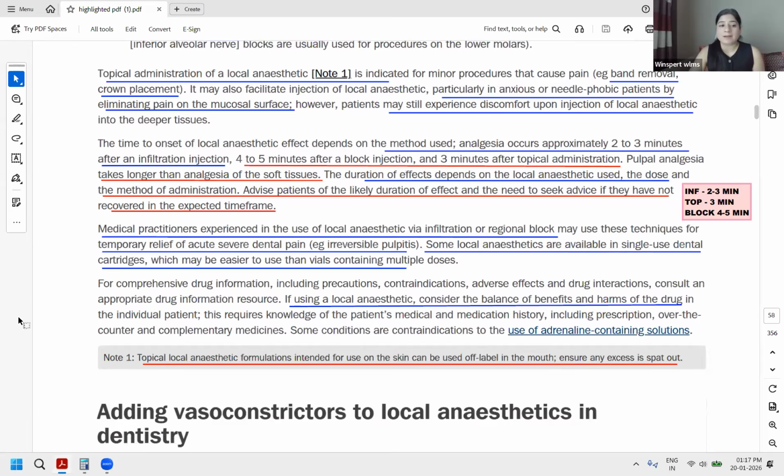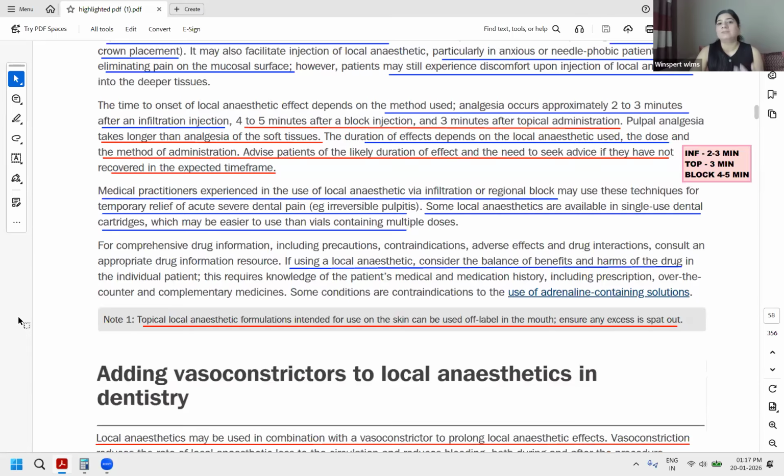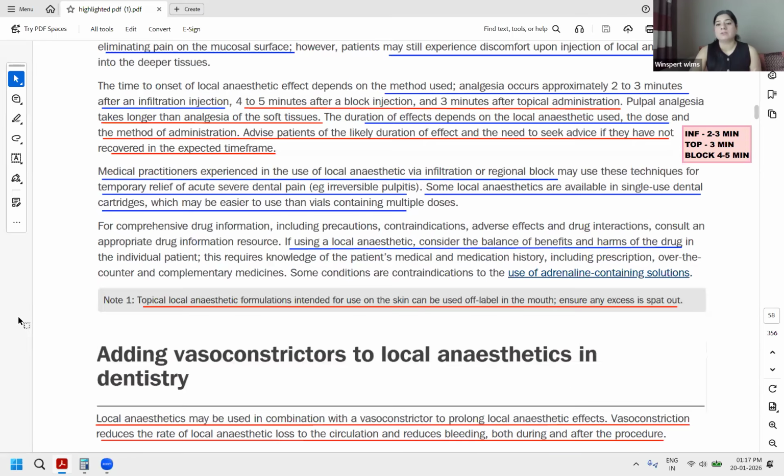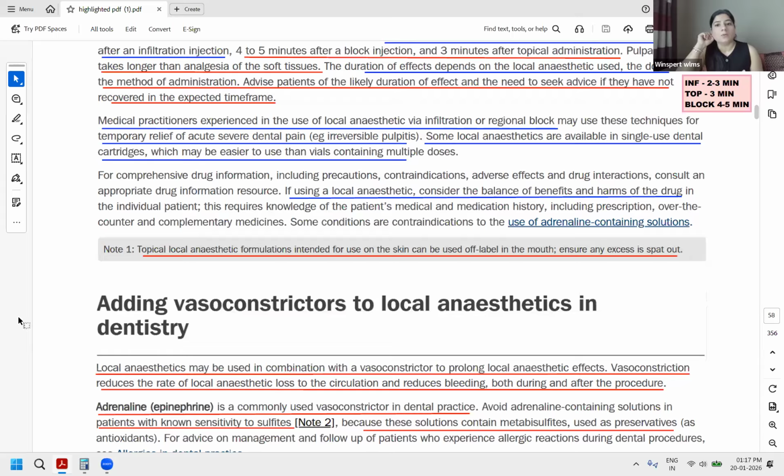Now, some of the medical practitioners also have some experience administering local anesthesia via infiltrations or block techniques. Sometimes a patient can present to the medical practitioner with severe acute dental pain, and medical practitioners may also use it.